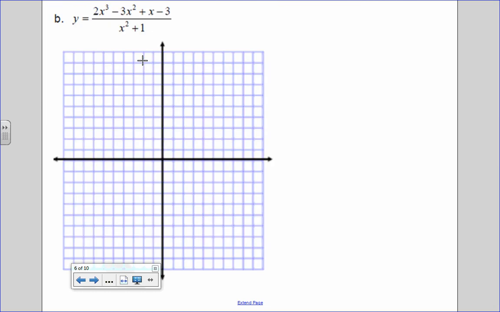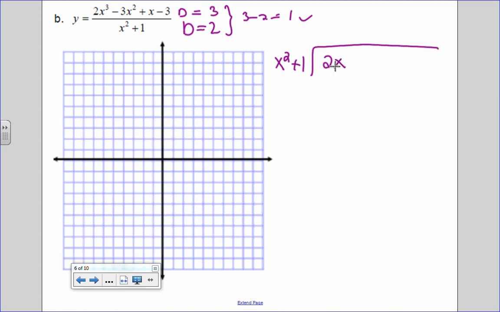Okay, so for this graph here, the degree of the numerator is 3. The degree of the denominator is 2, and the difference between those is 1, so I do have a slant asymptote. Now, to find that slant asymptote, let's use long division. So I'm going to do x squared plus 1 into 2x cubed minus 3x squared plus x minus 3. Okay, so 2x cubed divided by x squared is just 2x.